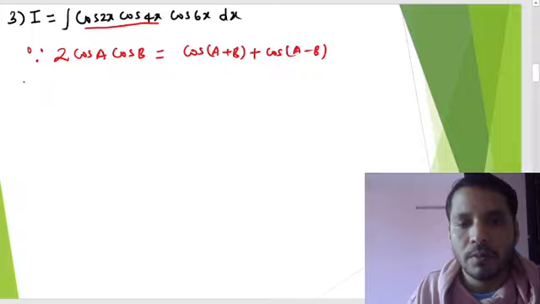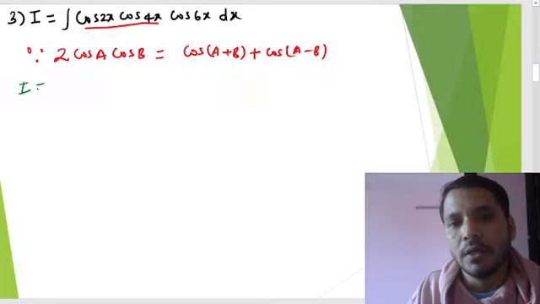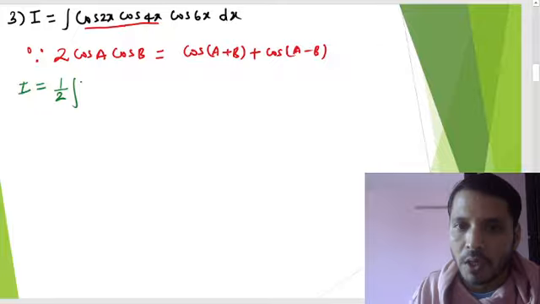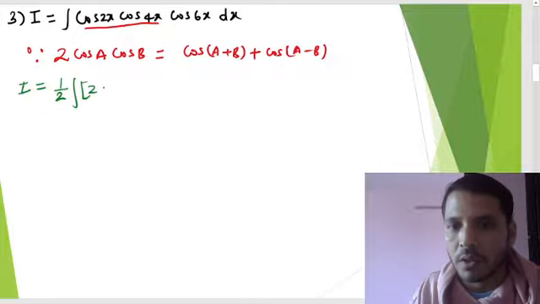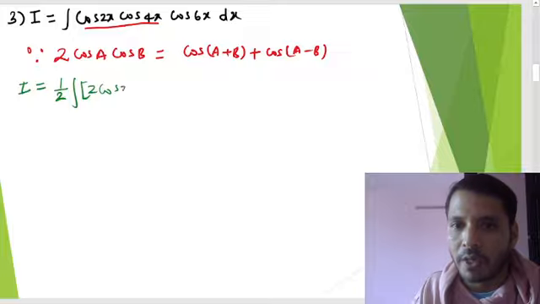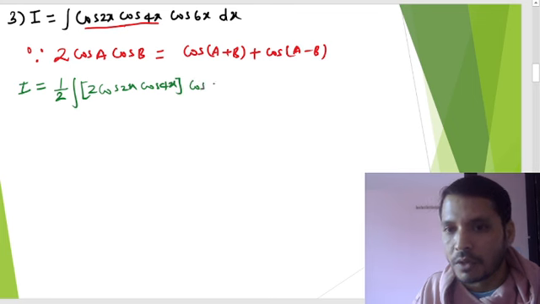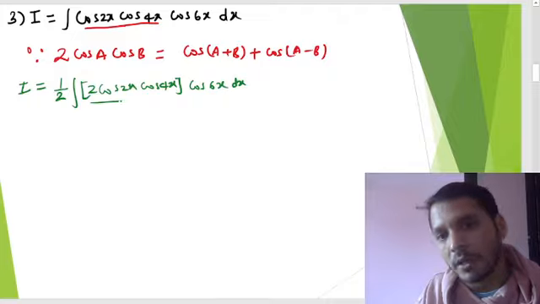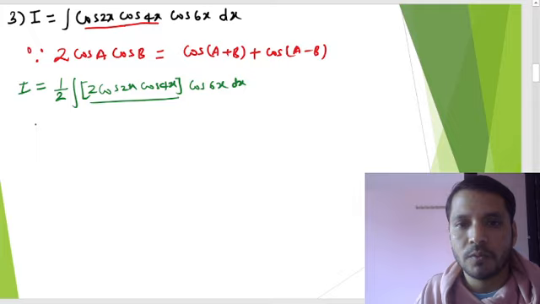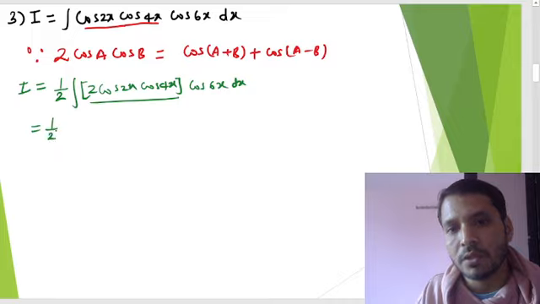So our I will become now, I is equal to, here we are going to divide and multiply by 2 and make the grouping of terms. So cos 2x and cos 4x we are writing together, and this cos 6x we are writing at last, into dx. Now here if you apply the formula, then this term will become what? 1/2 as it is.